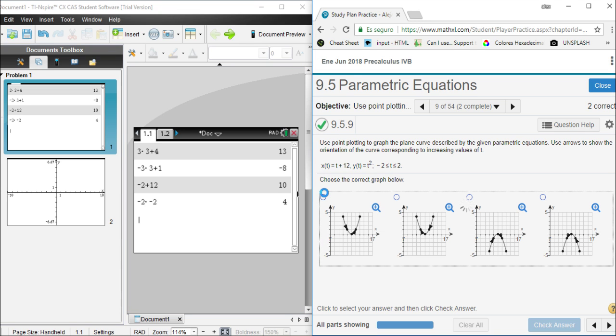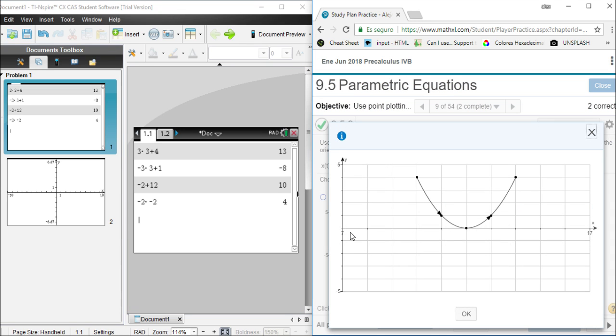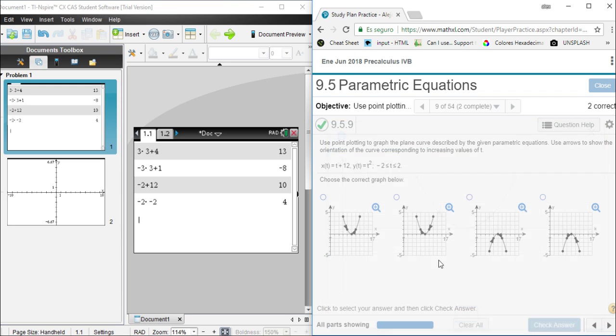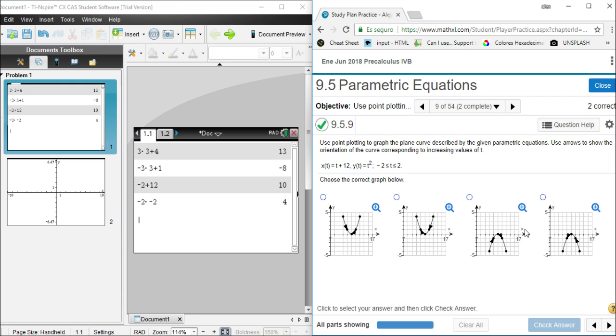Let's see. 7, 8, 9, 10. 1, 2, 3, 4. Okay. The first point is correct, so we have these two options. These two options can be because they're negative.